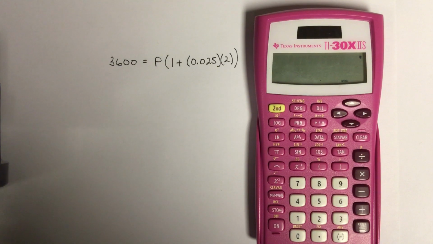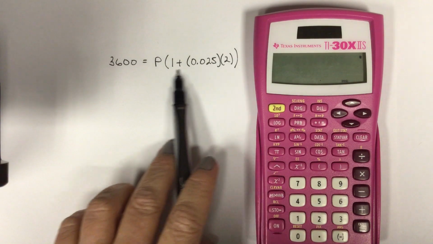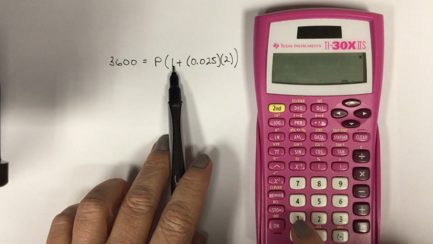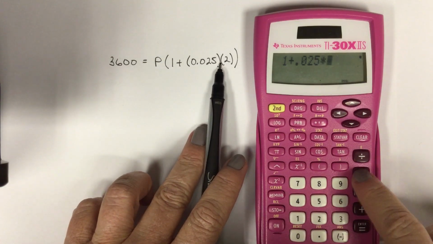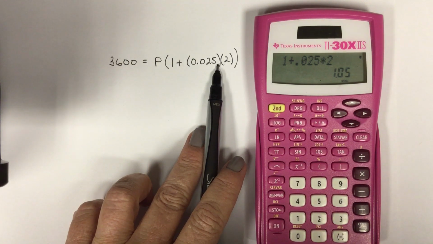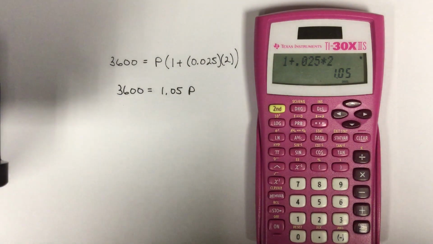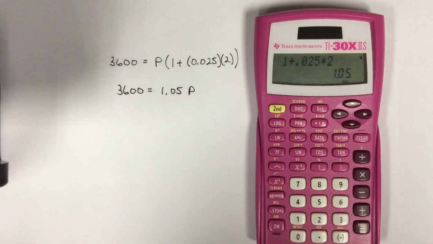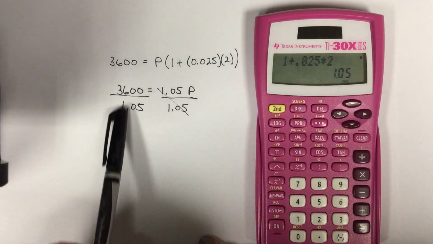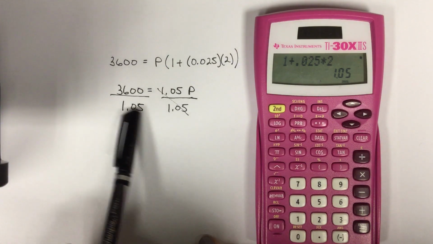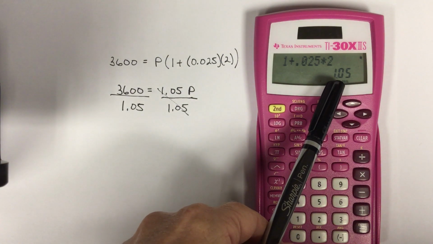Okay, so here's our expression that we had, and we said that the first thing we were going to do is evaluate this expression in the parentheses right here. So on your calculator, you went 1 plus 0.025 times 2 equals, and so we see that this whole thing is equal to 1.05. And so you write it down so that it looks like that, and the next thing you want to do is divide both sides of your equation by 1.05. Okay, so when you've done that, you can see that you need to do 3,600 divided by this number on your calculator. You've already got the 1.05 on your screen.